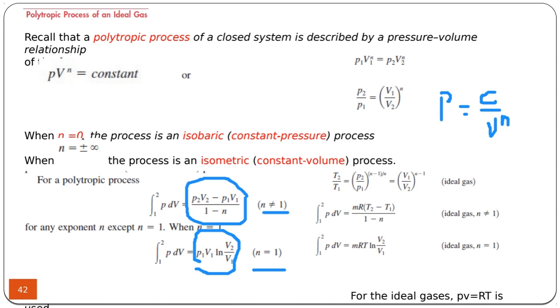So when n equals 1, it means that PV is constant. And it actually means that temperature is constant, because PV is RT. If PV is constant, R is constant, so T must be constant. So this is when the temperature is constant.